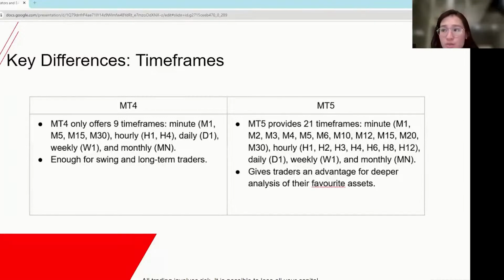Time frames. So MT4 only offers 9 time frames, which would be your basic M1, M5, M15, M30. Hourly time frames include your H1, H4, daily, weekly, and monthly, which is enough for swing and long-term traders. But if you prefer to get a deeper analysis, you can look at MT5, which provides 21 time frames with way more minute time frames and hourly time frames, as well as the daily, weekly, and monthly time frames.